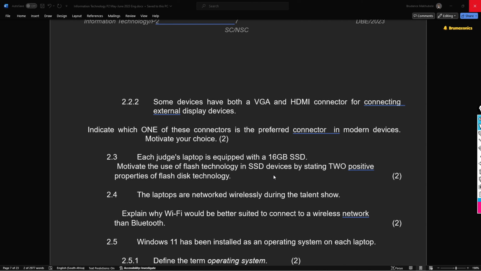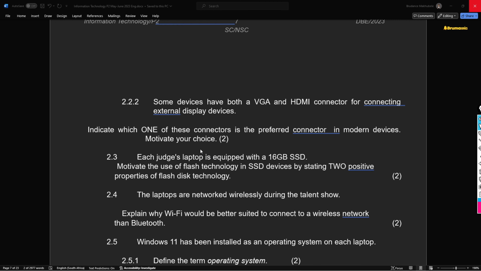So yeah, HDMI all the time, every day, and forever. That will definitely be HDMI. So you can motivate the way you want to motivate. However, the one that we usually prefer will be HDMI because of sound.